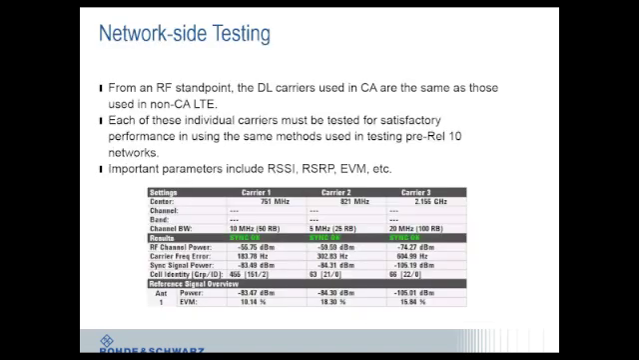Another factor in testing carrier aggregation is the network itself. From an RF standpoint, I mentioned earlier that there's no such thing as a CA base station. The same downlink carriers used in non-CA LTE are the downlink carriers used in CA as well. Each of these downlink and uplink carriers must be tested individually for common parameters such as received signal strength indication, or RSSI, reference signal receive power, or RSRP, and error vector magnitude, or EVM.